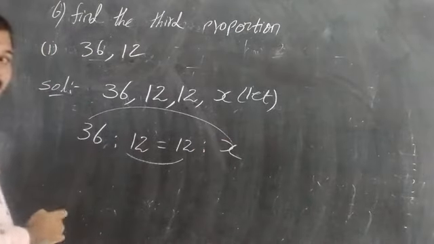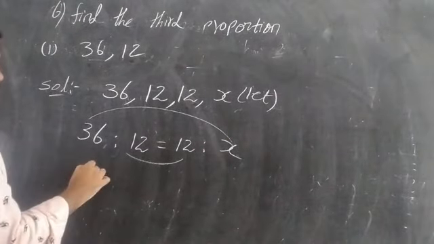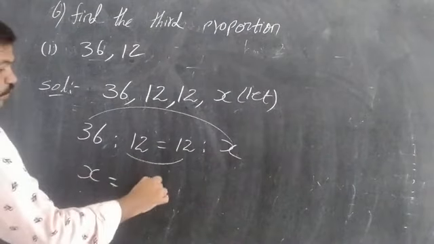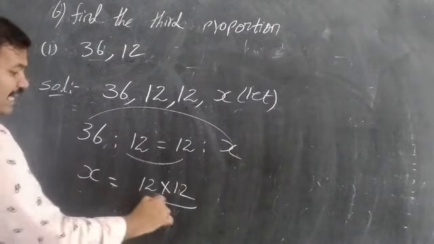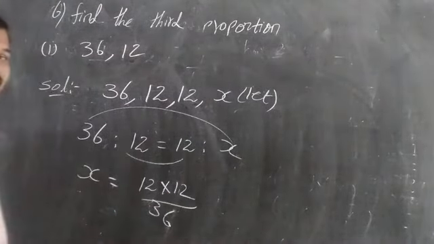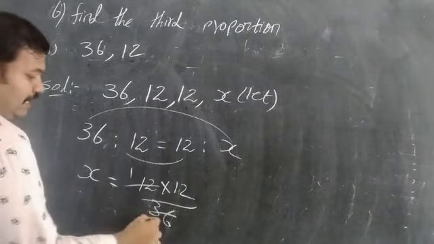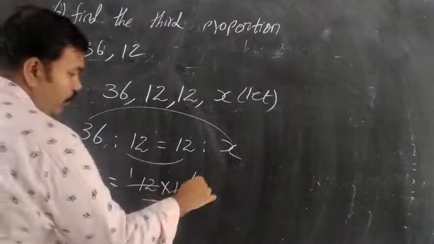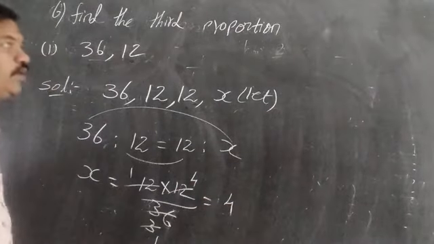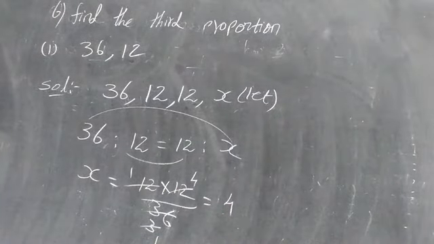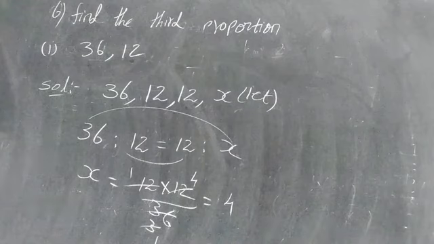Condition of proportion: product of extremes equals product of means. X is equal to 12 into 12 by 36, which is combining with x to come to the denominator. Cancellation: 12 table 1 time, 3 times, 3 times, 4 times. The answer is 4. Therefore, the third proportional is 4. And the next sum is here.